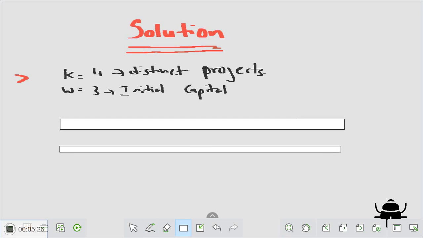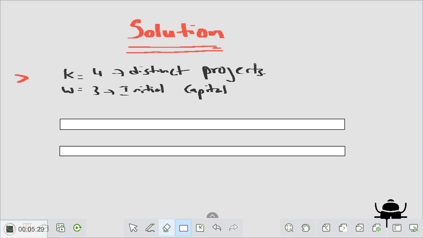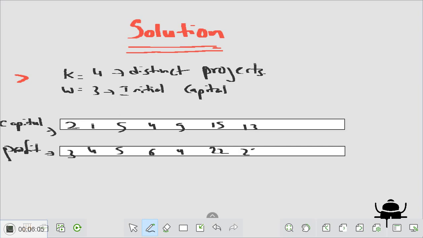I'm given two arrays. Let me draw them here. The first array is capital and the second array is profit. Now for time, let me write the values here. The capital values are 2 3 1 4 5 5, and the profit values are 4 6 9 4 15 22 13 23 39 40 41 and 49.